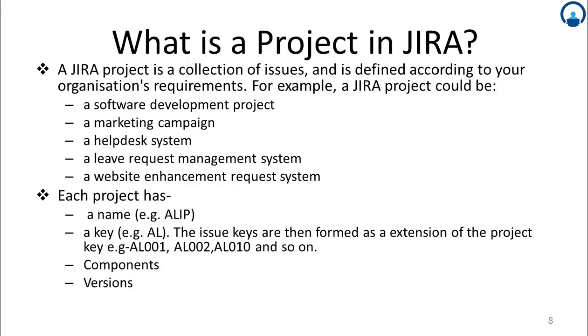So for example, ELIP is the name of the project. A key. So if ELIP is the name, the key will be some identification which is related to the project name. The key will be AL. So the issue keys are then formed as an extension of the project key. For example, AL001, 02, 10 and so on. So basically this key will be a series of the extension of the project key, the components and the versions.